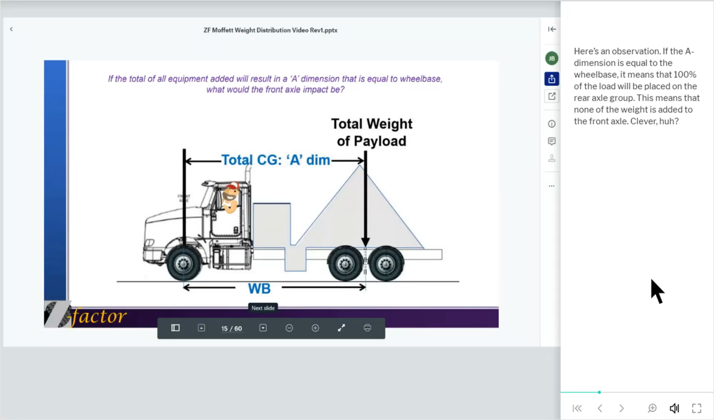Here's an observation. If the A dimension is equal to the wheelbase, it means that 100% of the load will be placed on the rear axle group. This means that none of the weight is added to the front axle. Clever, huh?